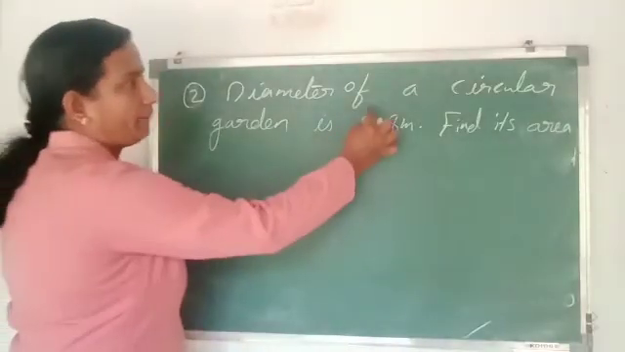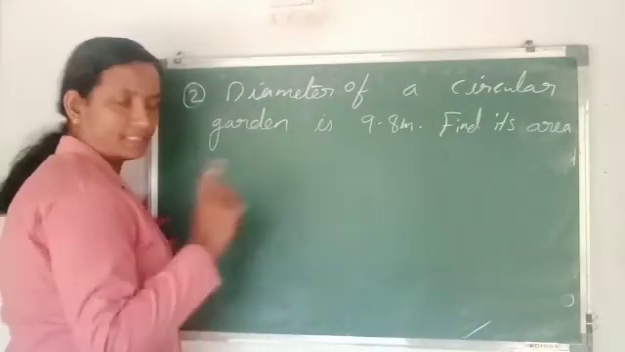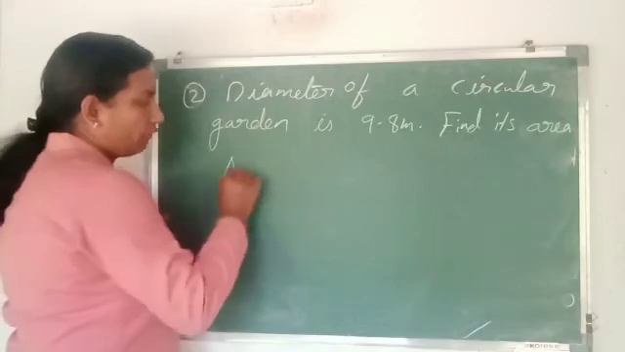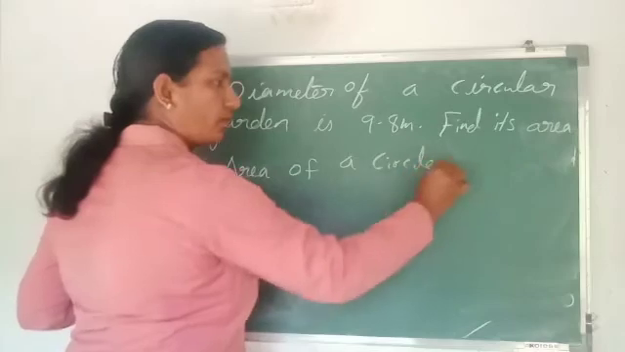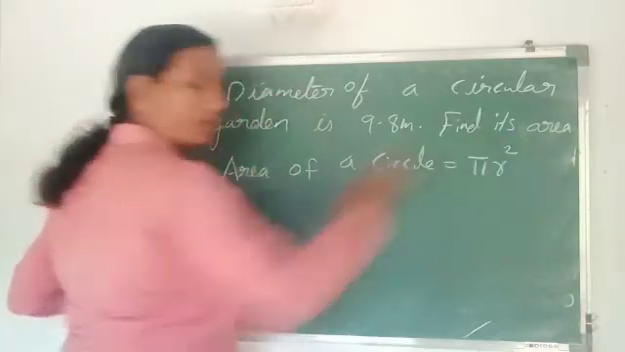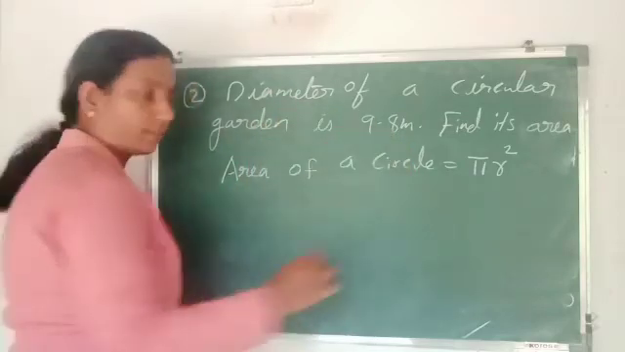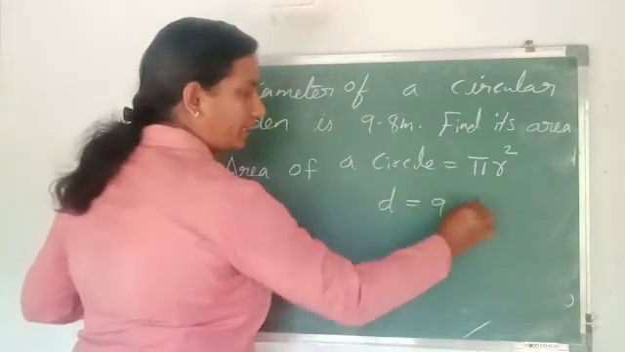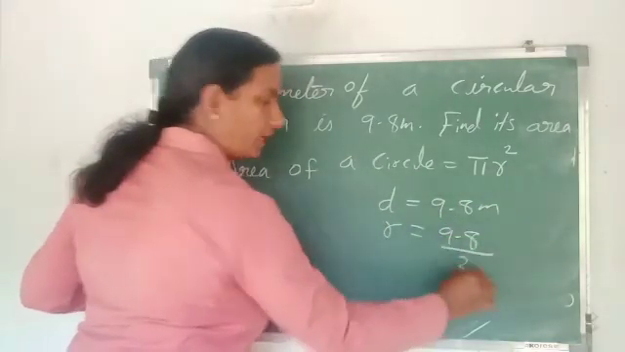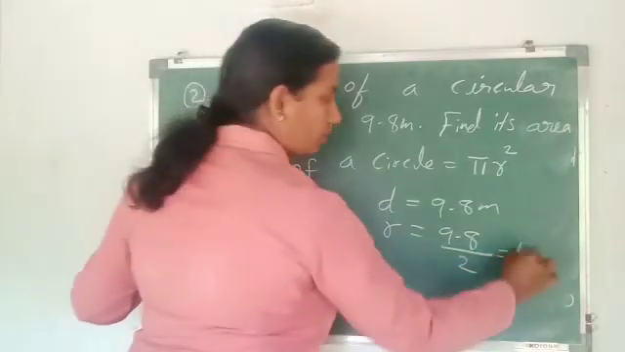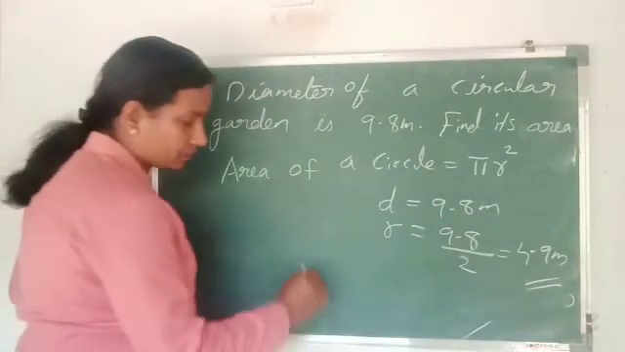Next question. The diameter of a circular garden is 9.8 meter. Find its area. Okay, it is a circular garden. So area of a circle is equal to pi r square. Okay, so what is r? Here it is given that diameter is 9.8 meter. Then what is the radius? Radius equal to 9.8 by 2, so that is equal to 4.9 meter. Radius 4.9 meter. Then just substitute the value.